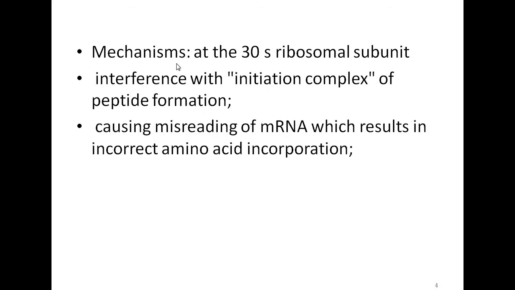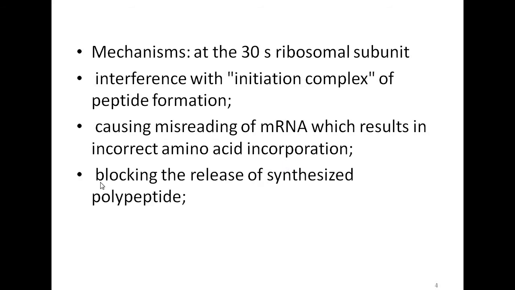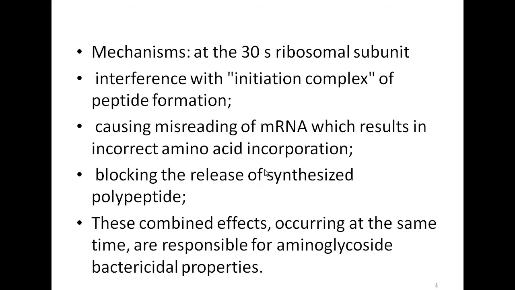Now, this is again a little more in detail about the mechanisms. So, at the 30S ribosomal subunit, the aminoglycosides interfere with initiation complex of peptide formation. Therefore, there is misreading of the messenger RNA, which results in the wrong amino acid being put into the growing peptide chain. And also, the aminoglycosides block the release of the synthesized polypeptide. So, this combined effect of defective protein synthesis and blocking the release of the polypeptide accounts for the bactericidal activity of the aminoglycoside.